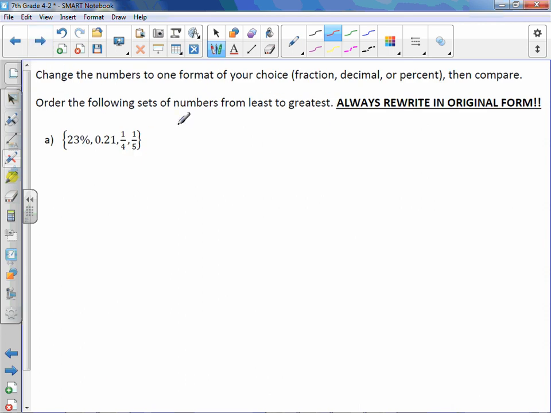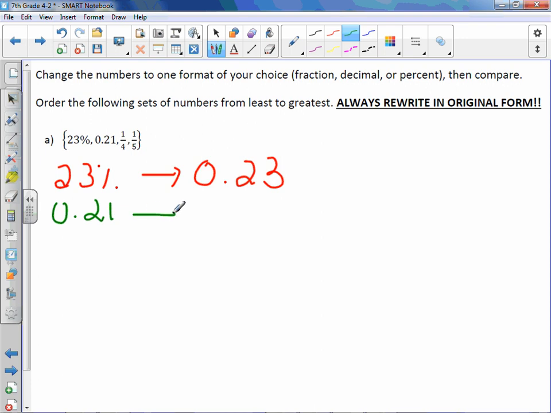Change the orders to one format of your choice, fraction, decimal, or percent, and then compare. Order the following sets of numbers from least to greatest, and always rewrite in the original form. The easiest way that I find is to change all of your numbers to decimals, and I like to do this vertically. We have 23%, which as a decimal is 0.23. We have 0.21, which is a decimal, so carry it over, 0.21.